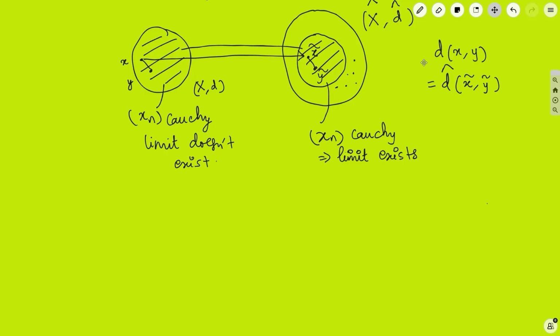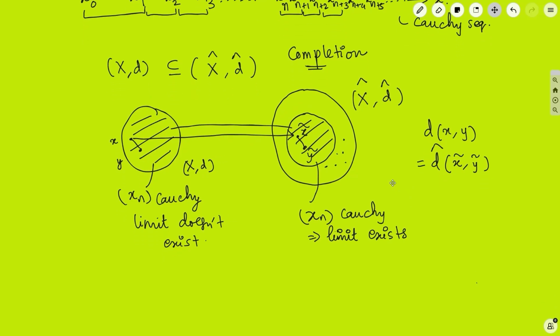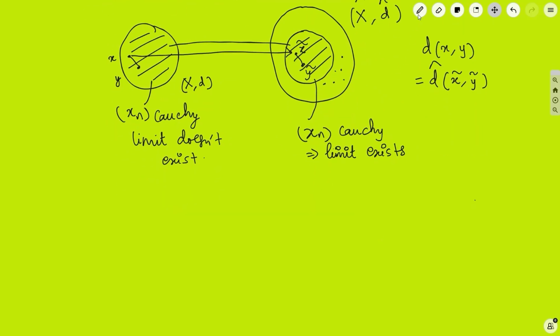Now the question is, this is like an abstract thing. Is it even possible to do this completion? Is it really possible for me to have any metric space, and can I complete it? Is there a space like this where you can embed it and it's a complete space? The very interesting theorem is that yes, this is possible. So given any metric space, there is a completion. So if (X, d) is a metric space, then there is a completion.